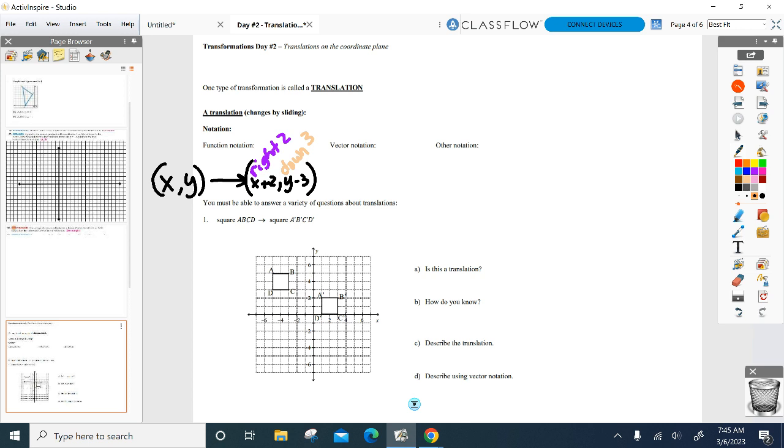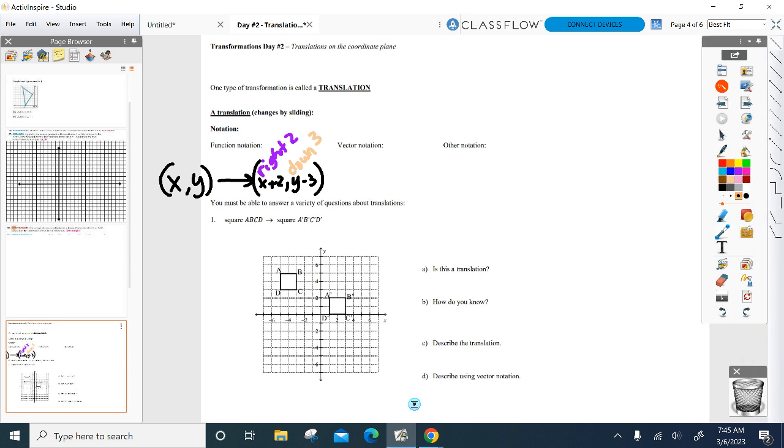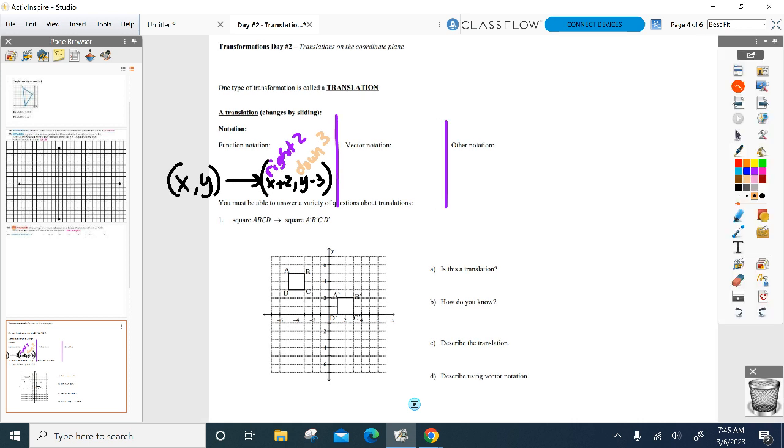All right, next one, vector notation. You just separate them. Vector notation. You're going to see these. I guess they're inequalities, but they're not for inequality. And then inside, I'm going to have your 2 numbers inside. That tells you what to do to the x and the y. That's vector notation. Still a translation. Right 2, down 3. Still the same thing.